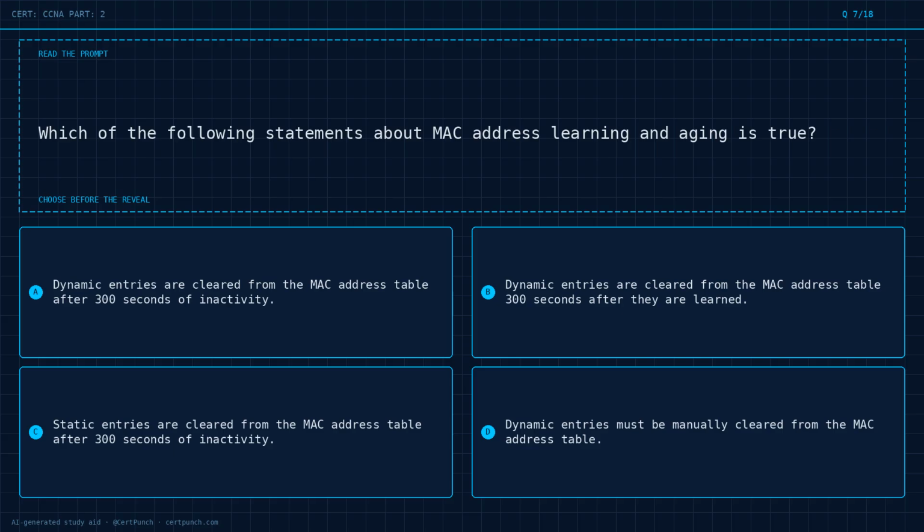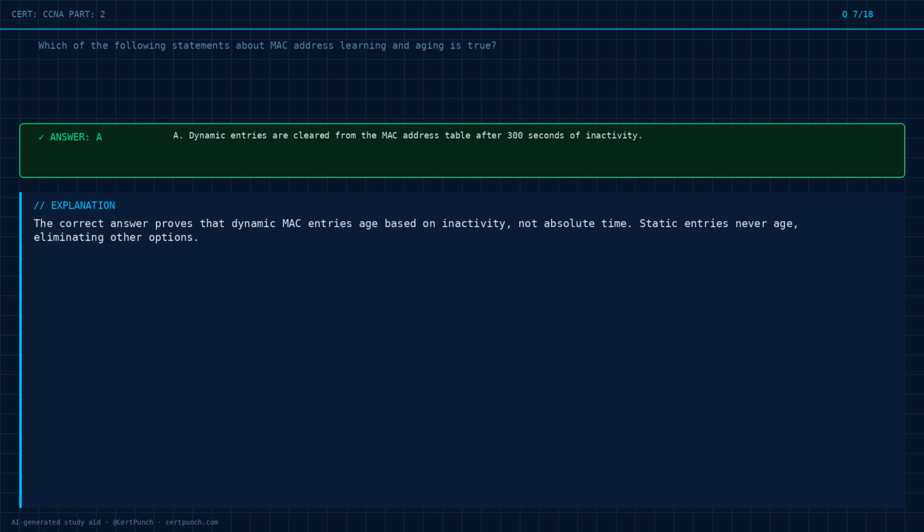Decide on the strongest option before the reveal. Stay with your gut. The answer is Option A. Exam logic. The correct answer proves that dynamic MAC entries age based on inactivity, not absolute time. Static entries never age, eliminating other options.